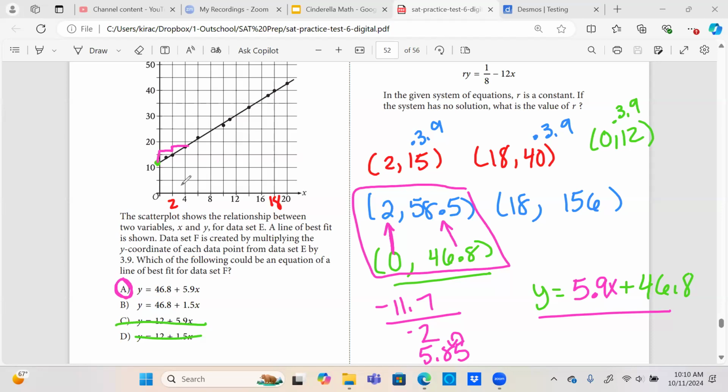Now I'm looking at the SAT answer. It looks like that's pretty much what they did. Once you got this y-intercept, the green one, you could at least get it down to A or B, and then you could just go from there.